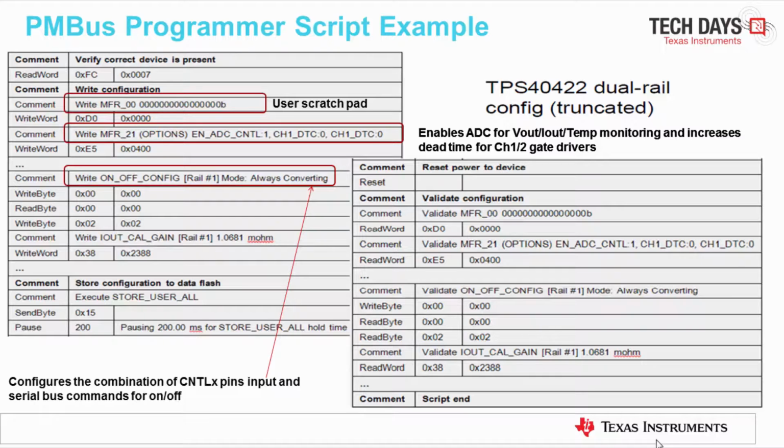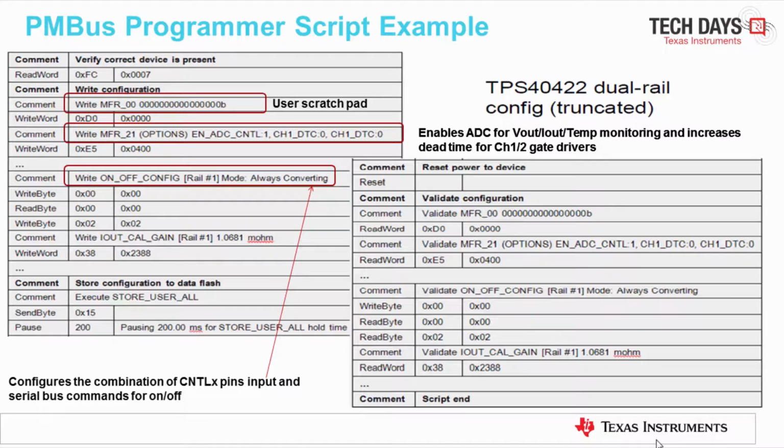First, you write whatever information you want to save into the user scratch pad. It could be project name, project revision, project phase, etc. Then you write the manufacturer 21 command, in this case, to enable the analog to digital converter of that buck controller to monitor output voltage, current, and temperature, and you also program the dead time between channel 1 and channel 2 gate drivers. Then you write the on-off configuration mode.